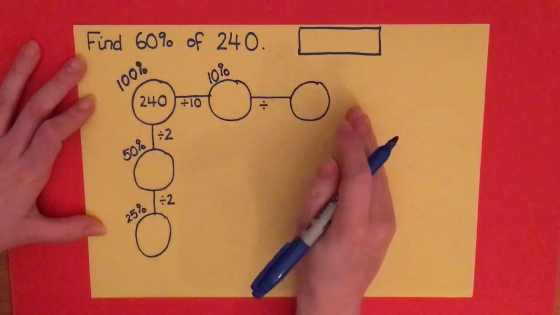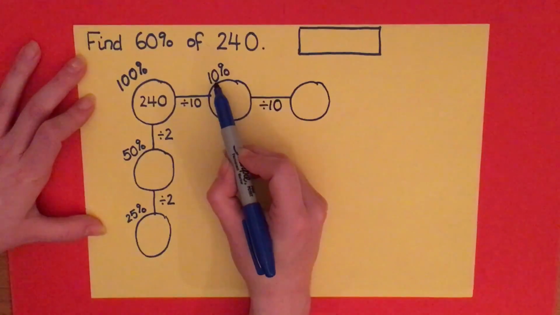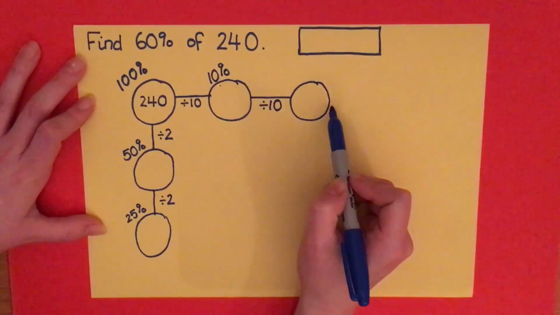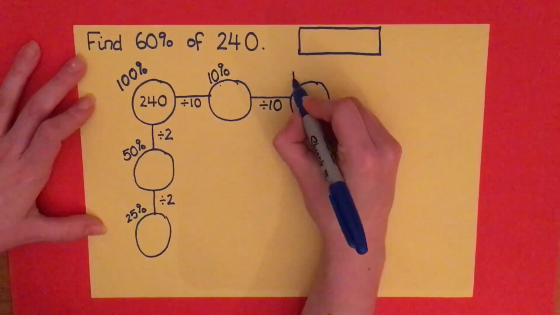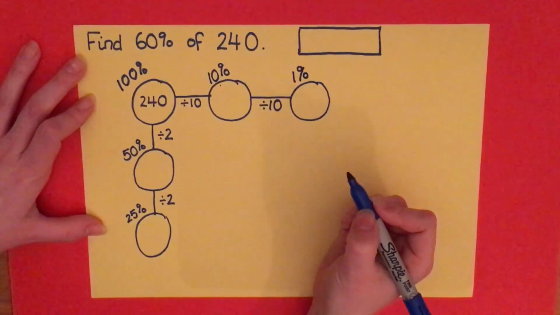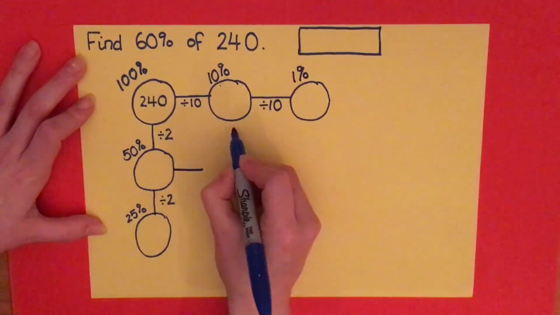Remember, going to the right, you divide by 10. So if this bubble was 10% and I make it 10 times smaller to make this bubble, I'm going to end up with 1%. And there's one more bubble I can put in, and that's this one in here.